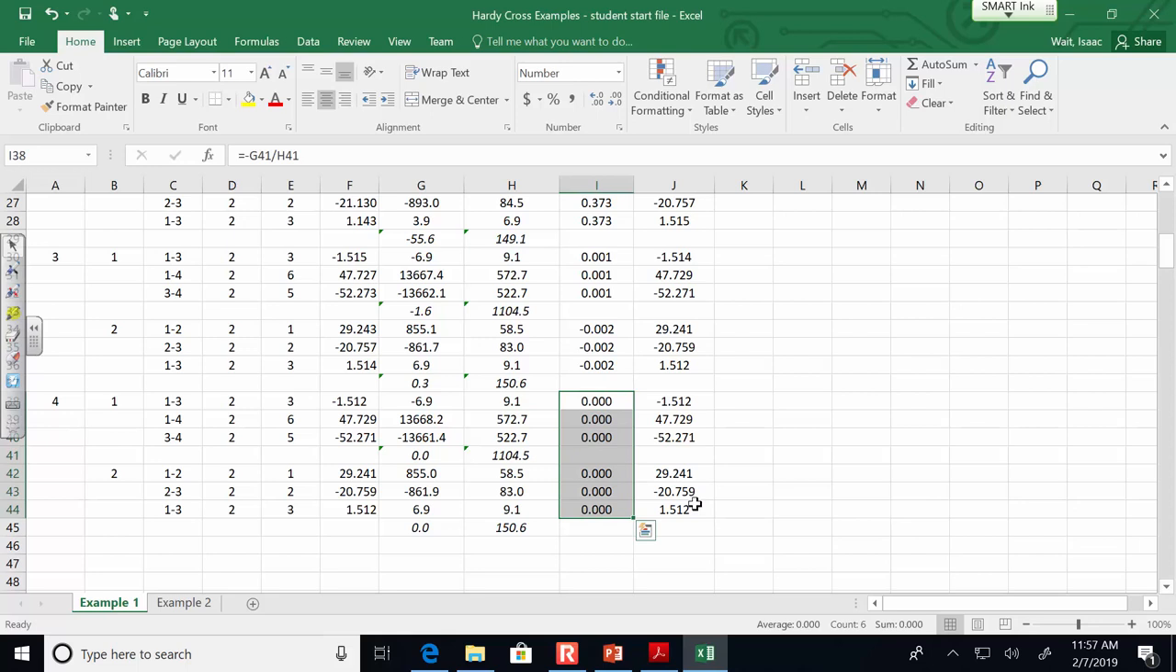These are the flow rates through each pipe. And let's check. Pipe 1-3 should be the same flow rate for both loops. 1.512, 1.512. So everything's good. The solution has converged.